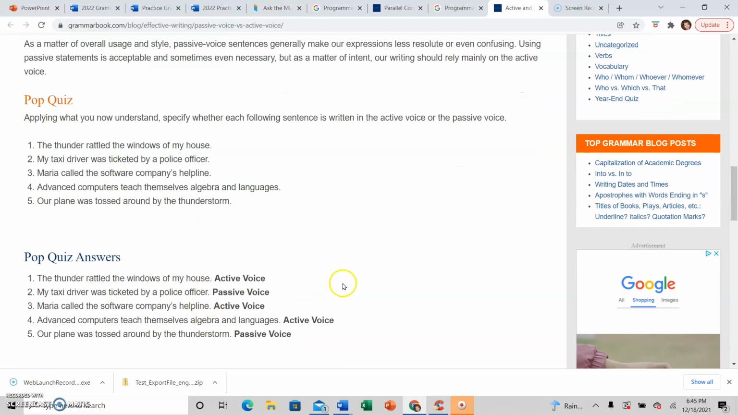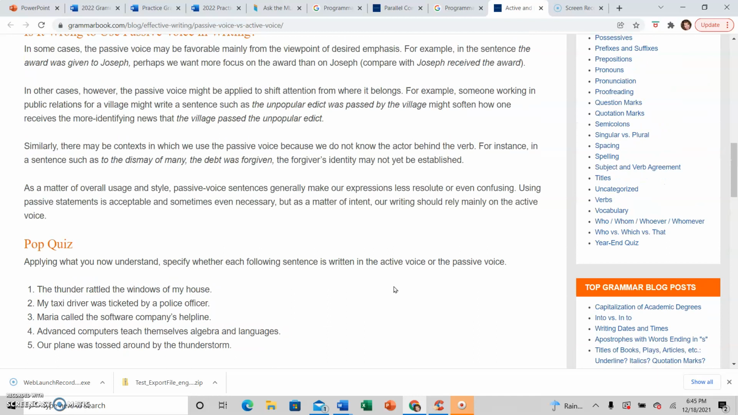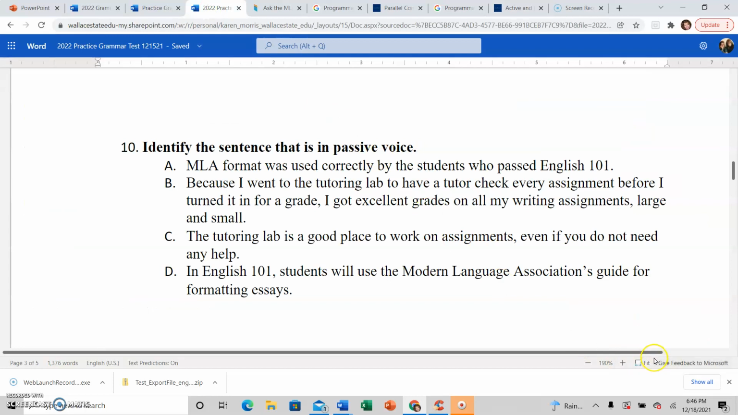Here are the answers. You can pause and try these out for yourself if you want to pause here and then look at the answers. But you'll have the link to this page so you can go back and peruse that. Let's look at a sample that is very much like one that you will see on your grammar test. So you'll have 4 sentences or so, maybe 5, and you'll choose the one sentence that is in passive voice. All right, so pause this and take a look.